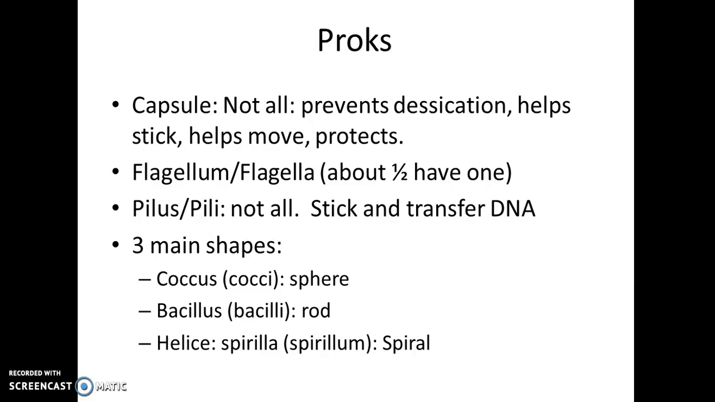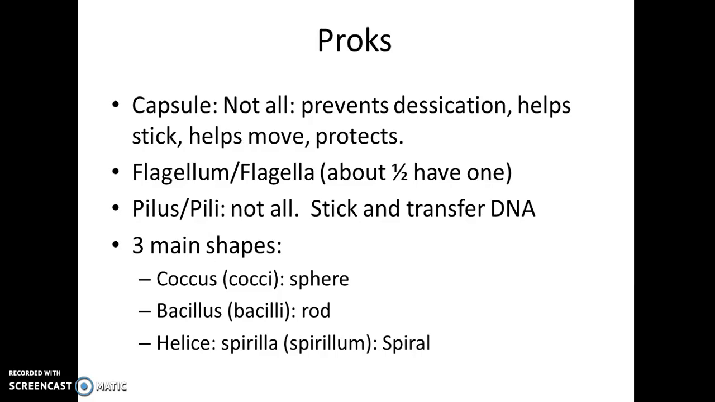There are three main shapes of prokaryotes. We have a coccus, which is singular for cocci, and that is a sphere. A bacillus, which is singular for bacilli, which is a rod, and a helix, which is a spirillum. Spirilla is plural, spirillum is singular, and it is a spiral.